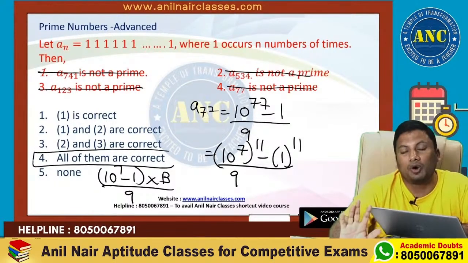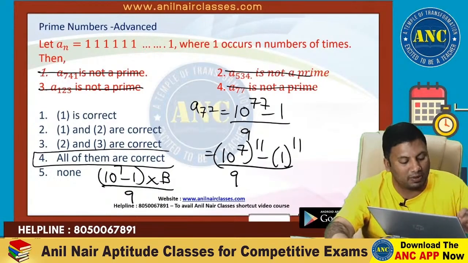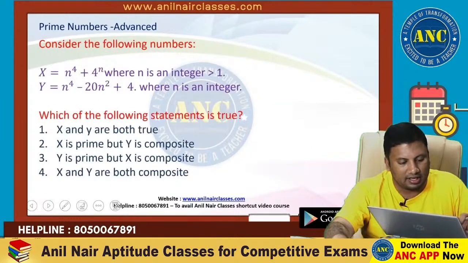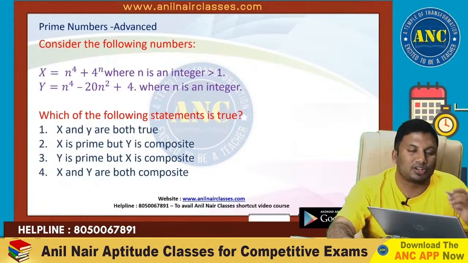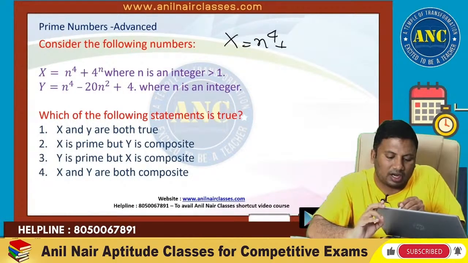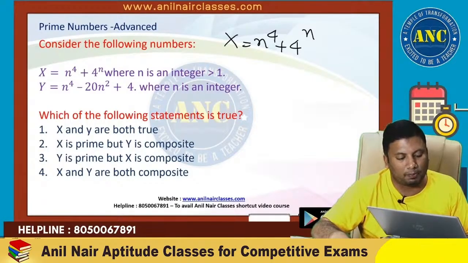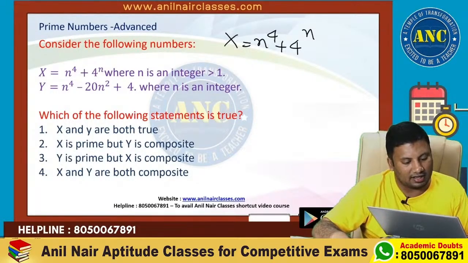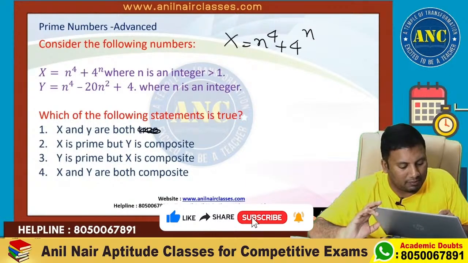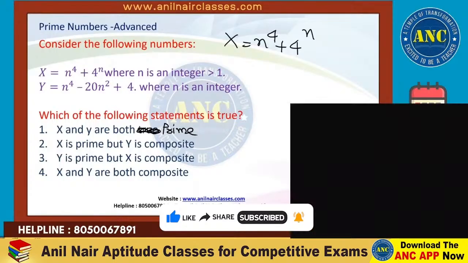Beautiful question. I hope you understood the concept of how to use a^n plus or minus b^n in detail. How to use this question, we have done it. Now, these also we can use. These are all very good level questions, sir. X is equivalent to n^4 plus 4^n. Which of the following statements are true? X and y both are prime numbers, we will keep as the first option.